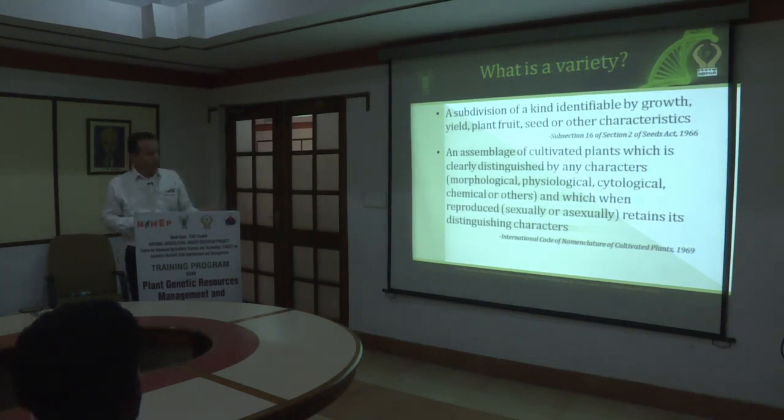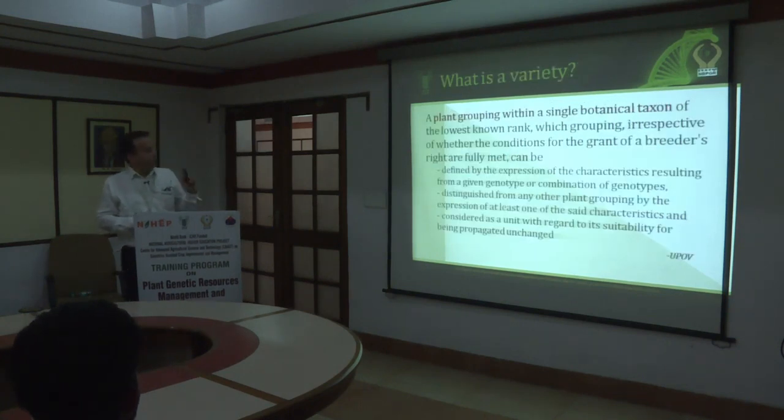International Code of Nomenclature for Cultivated Plants defines an assemblage of cultivated plants which is clearly distinguished by any characters. Those characters can be morphological, physiological, cytological, chemical, or others, and which, when reproduced, retains its original distinguishing features. Okay. This is very important to know, because I will be talking subsequently some other things also.